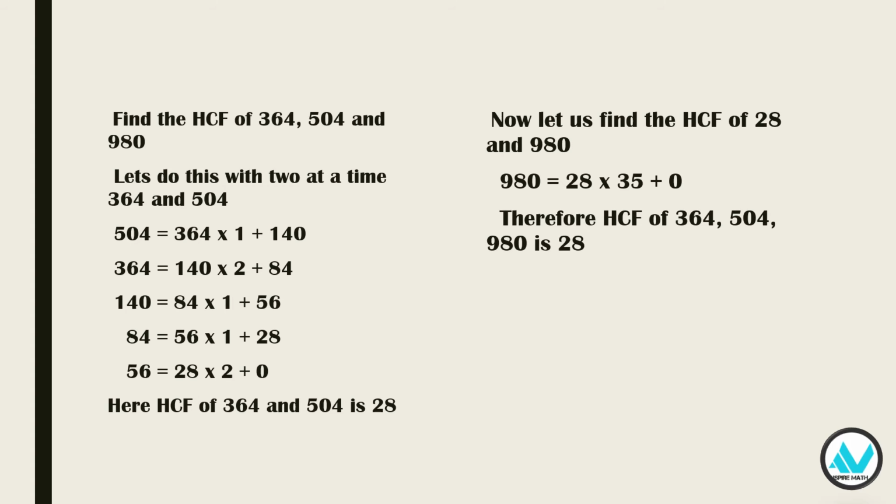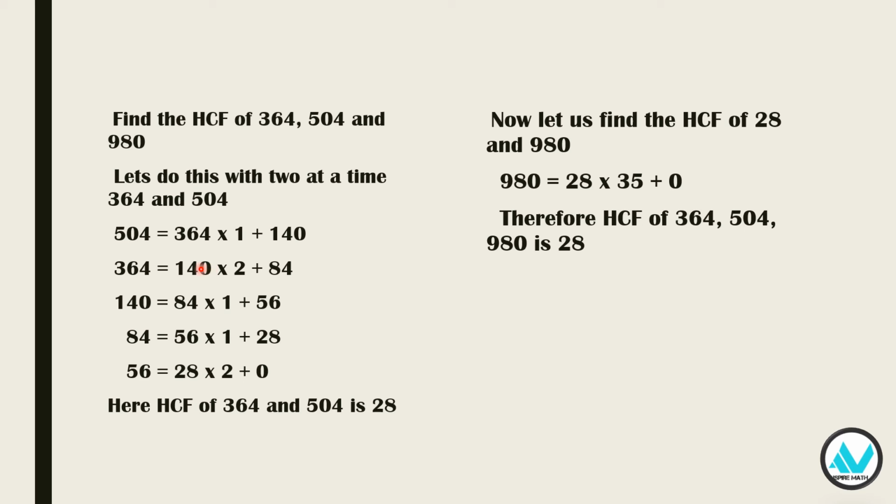Now let us find the HCF of three numbers using Euclid's Division Lemma. Here again I am going to take any two numbers, that is, the first two numbers. Among these, 504 is my larger number, so 504 becomes my dividend. Now 364 becomes my divisor. Now 364 goes 1 time with the remainder 140. Now 364 becomes my next dividend and 140 my divisor. This process will continue till I get the remainder 0.